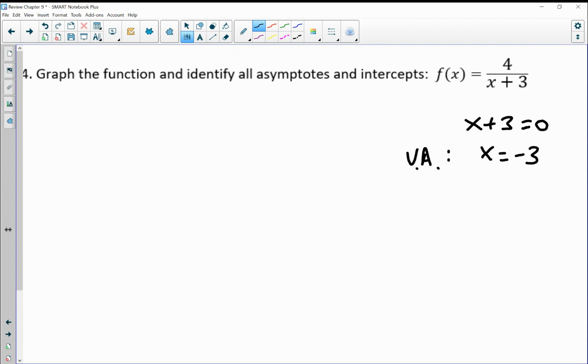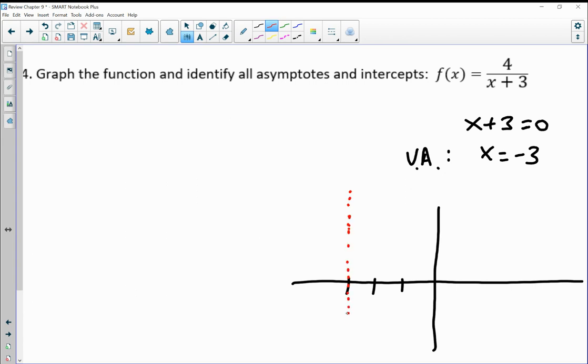So if we set up our basic graph, x-axis, y-axis, x equals negative 3. At negative 3, we have a vertical line. I like to draw the asymptotes with dotted lines. This is the area where the function cannot exist, right? If we put negative 3 in there, we get 4 over 0. We have a divide by 0, which we know cannot happen.